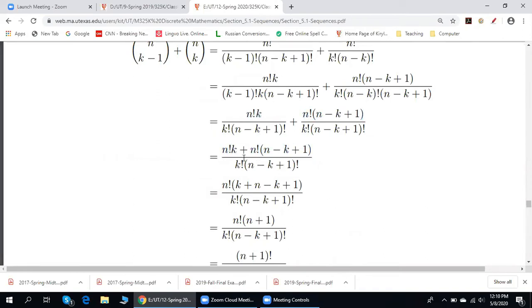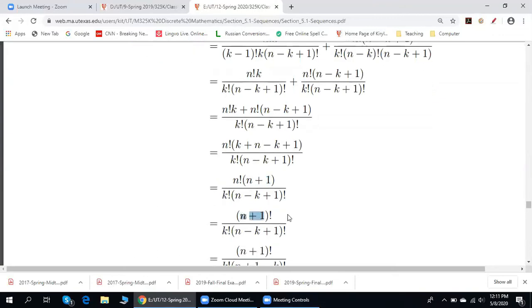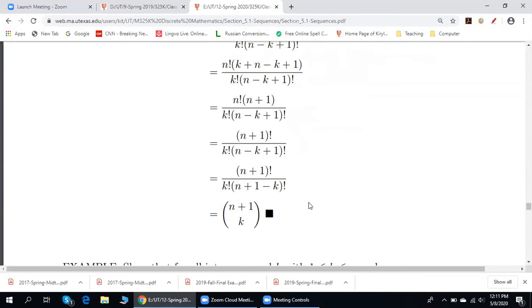Next observation. Note that we have a common term, n factorial. We factor it out. After that, we cancel out the common term, k. Done. And last observation, n factorial times n plus 1 is n plus 1 factorial. Very last thing. Let us rewrite minus k plus 1 as plus 1 minus k. And now the jump from here to here is the formula again. R is equal to k. And we are completely done.